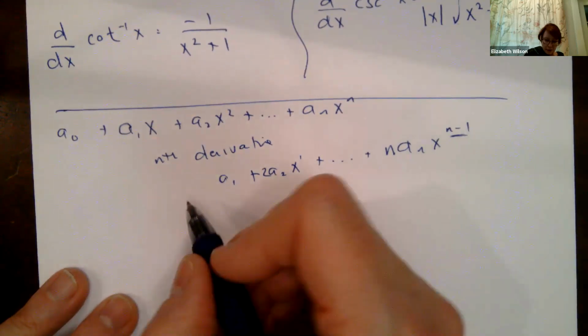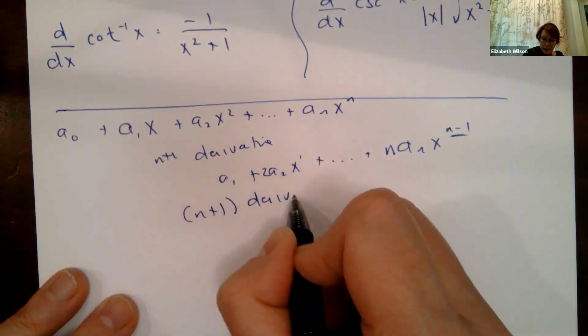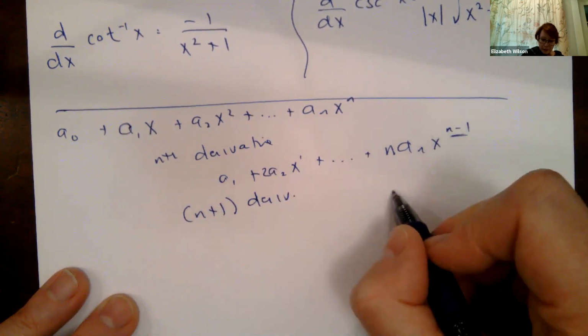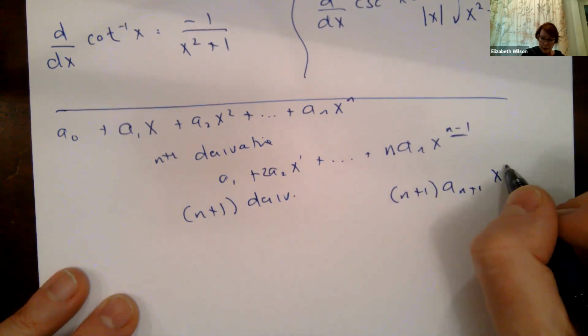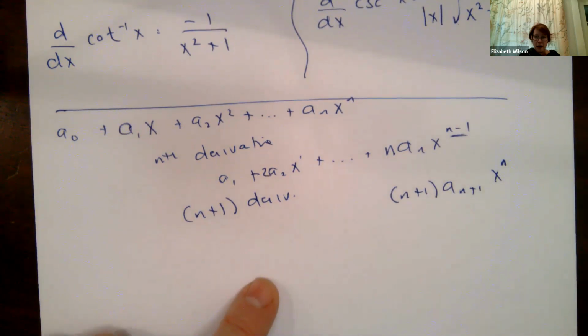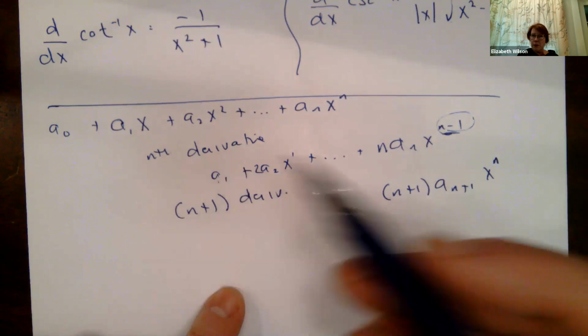And then the same thing if I do the n plus first derivative. The next one above that will be n plus 1, a sub n plus 1, x to the n plus 1 minus 1, which becomes x to the n. So my highest degree term will be 1 less than the derivative that we're taking, essentially.